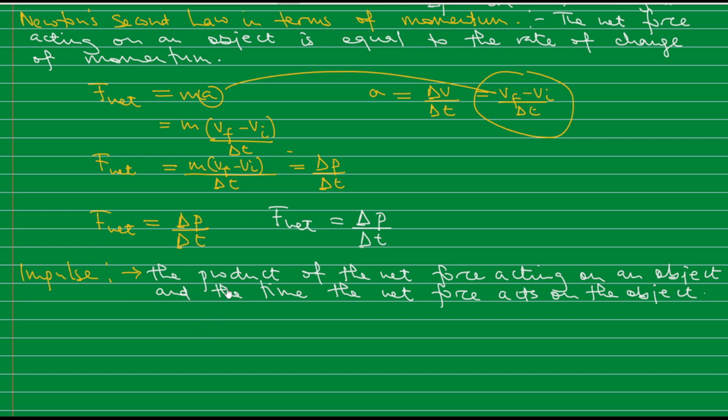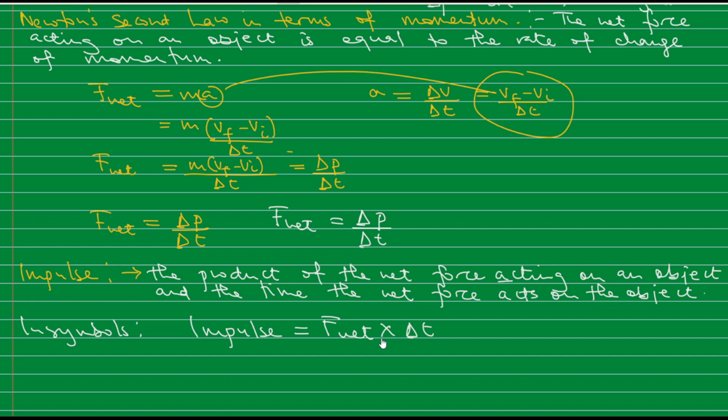So from this statement, we are basically saying in symbols that impulse is equal to the net force acting on an object multiplied by the time that net force acts on the object. Okay, so impulse is the product. It means we are multiplying the net force acting on an object by the time that net force acts on the object.